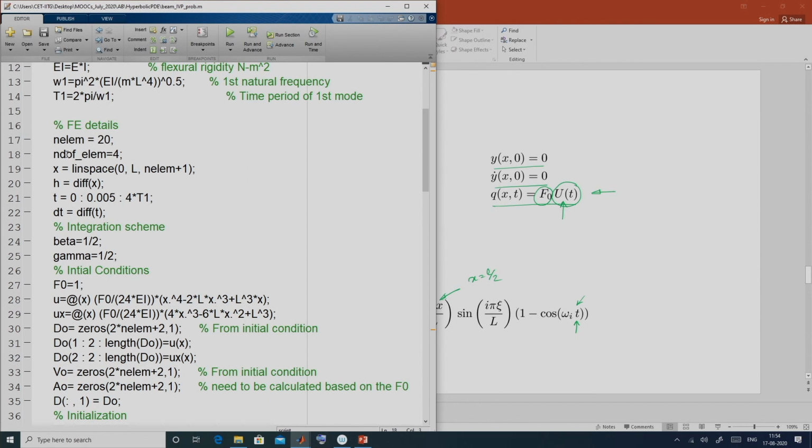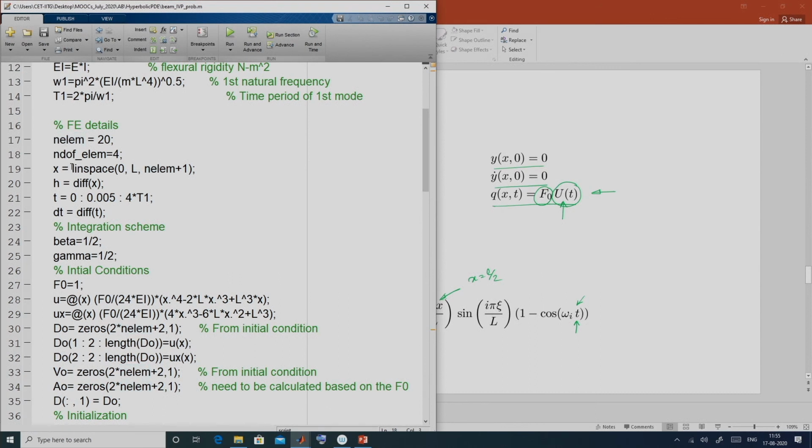One thing I need to note is that in the hyperbolic case the time step is proportional to the element size, that is h. So, if you divide an element from h to h by 2, your time step also has to be reduced from delta t to delta t by 2. That kind of thing has to be maintained.